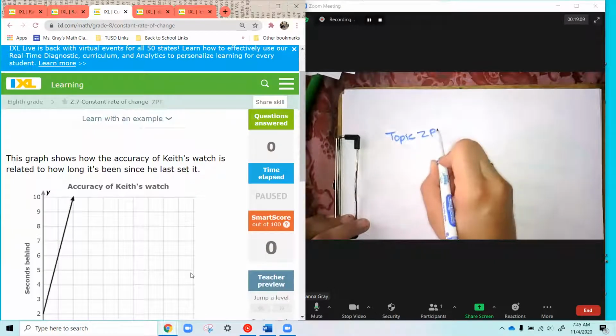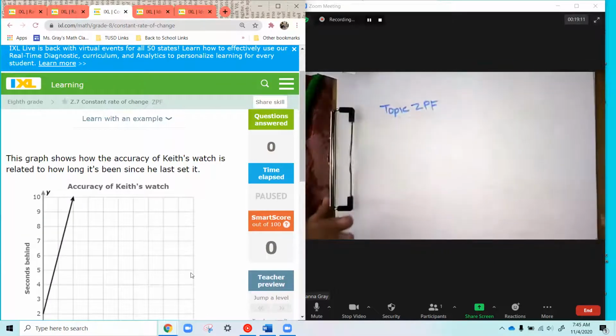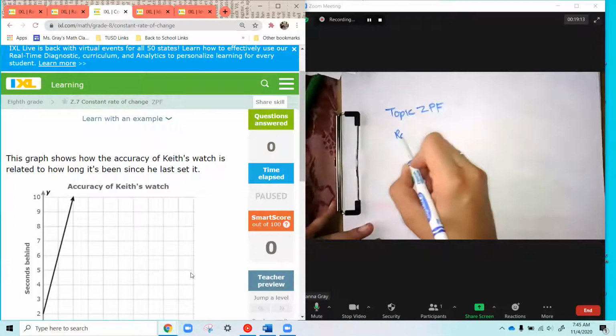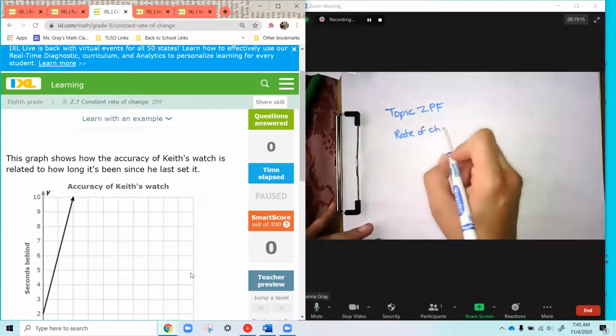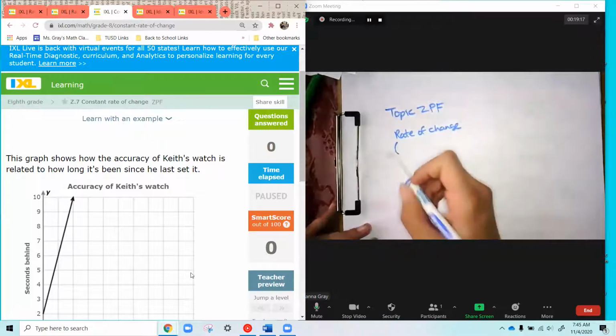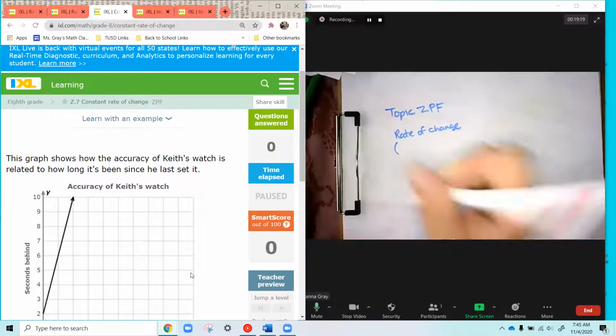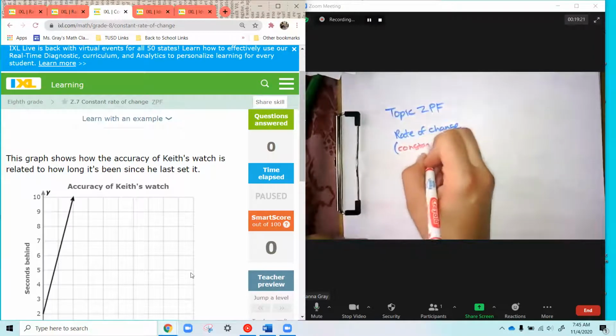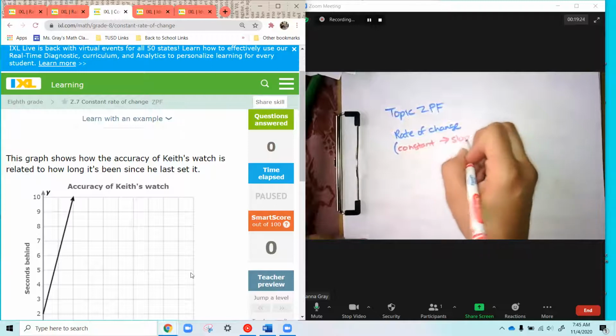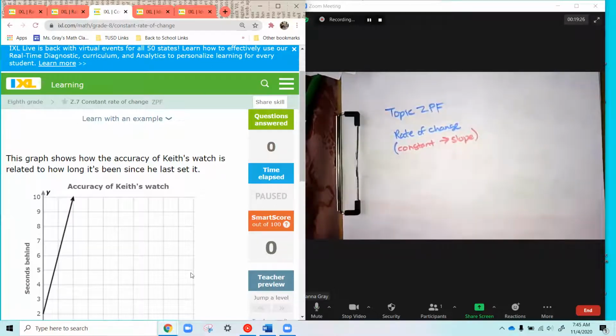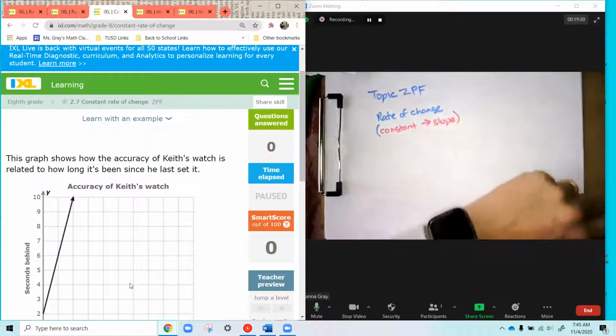So this is topic Z, E, F. Here you're still trying to find a rate of change, which, because it's constant, we call slope. So now we're trying to find the slope of this line because it's the same no matter where we are, but it's still that same idea. We're literally doing the exact same thing.